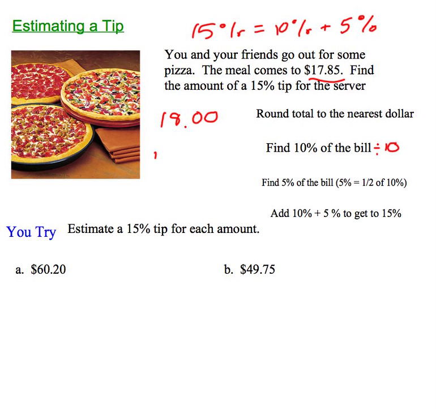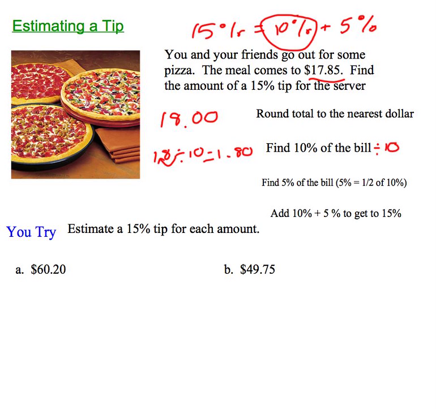So 18 divided by 10, all that really means is we're moving the decimal one place to the left. So that actually works out to be $1.80. So 10% of our bill is $1.80. We've now figured out this much of our tip. So far, we're leaving $1.80, but we're not just leaving a 10% tip. We have to leave 15%, so we got to find another 5%.